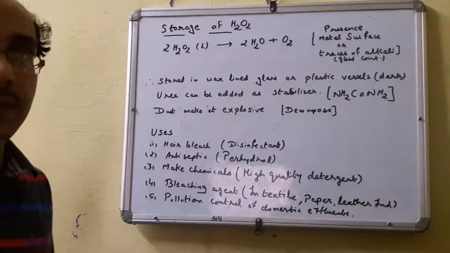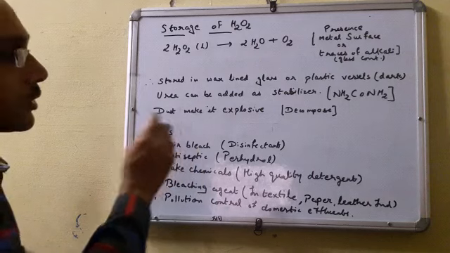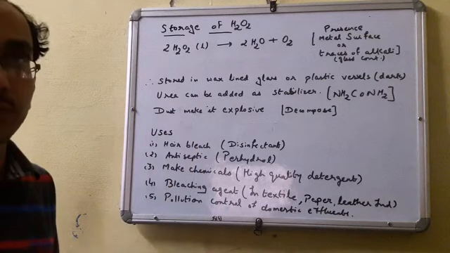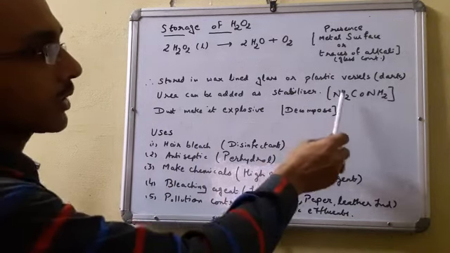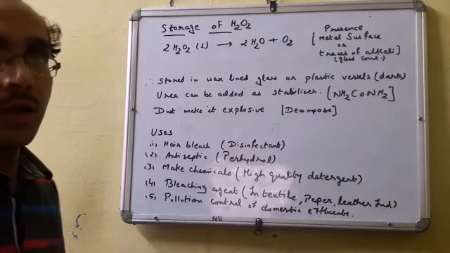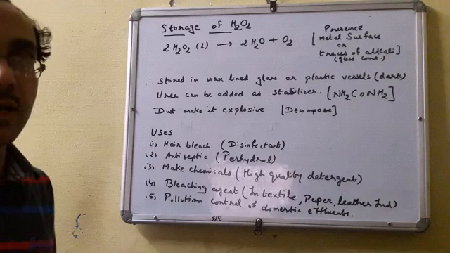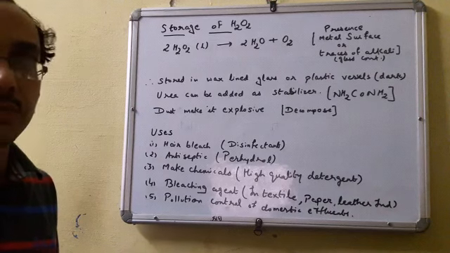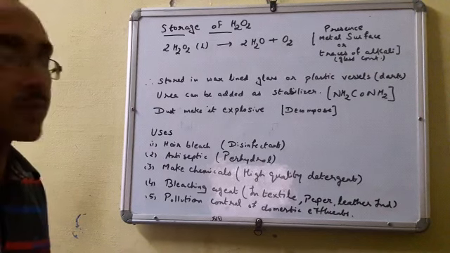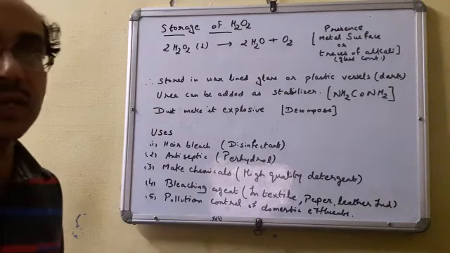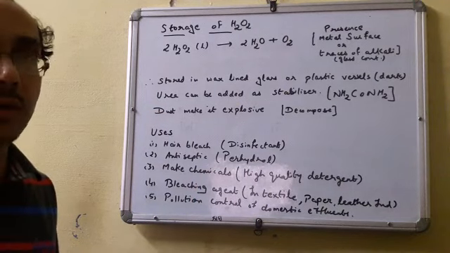To stabilize that, we can add urea in H2O2. Understood? Now, what is the formula of urea? NH2CONH2. Now, we have to keep it away from dust, because in the presence of dust, sometimes explosive decomposition of this H2O2 takes place. Hence, we have to keep it away from dust.